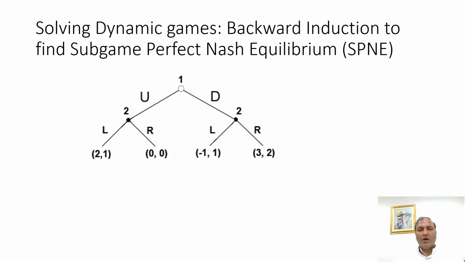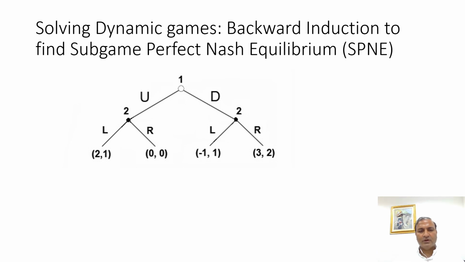And how do we solve a dynamic game by using backward induction? The idea is that we solve the game backward. Let me explain what we mean by backward. The original timing of the game is that player 1 moves first and can choose up or down, and then the second chance is for player 2, who can choose between left and right if player 1 chooses U, and then can choose left and right when player 1 chooses D. So this is the original timing of the game.